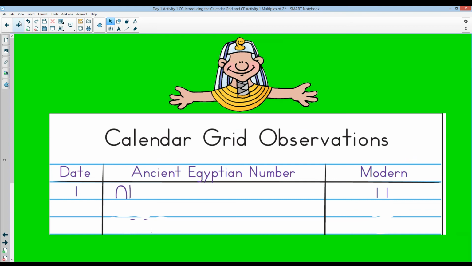On this calendar grid that's going to be right up in the front, called calendar grid observation, we'll put the date, September 1st. The ancient Egyptian number, the heel bone and the staff, we'll write that down. And then the modern number right here. Then on September 2nd, they're going to flip the second one, and we'll determine what it is too. I'm going to leave that for now because we're going to do that in class.